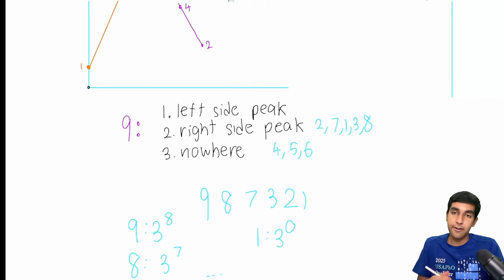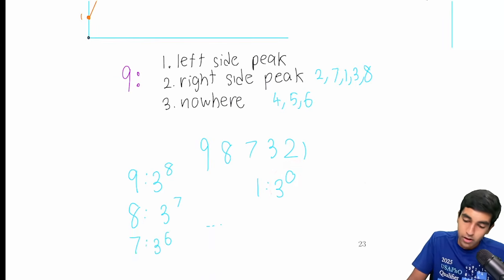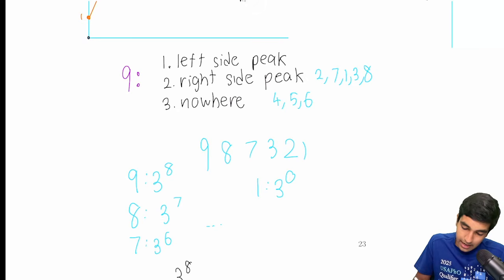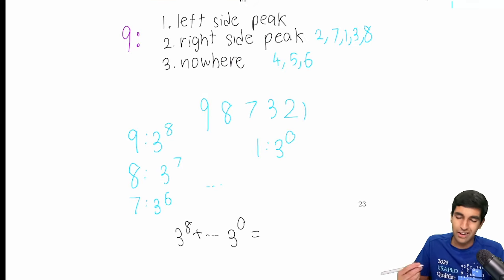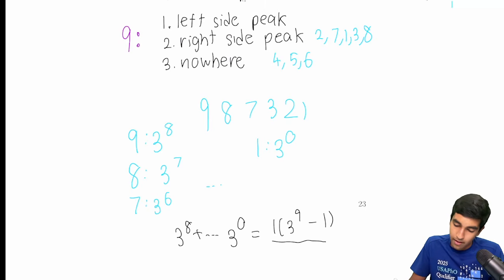You can see this pattern continues even when it's a little bit silly there. So our sum is just 3 to the 8th all the way till 3 to the 0. That's a regular geometric sequence. A1 times r to the n, 3 to the n, there's 9 terms, minus 1 over r minus 1. That's 3 minus 1. So 3 to the 9 minus 1 all over 2.